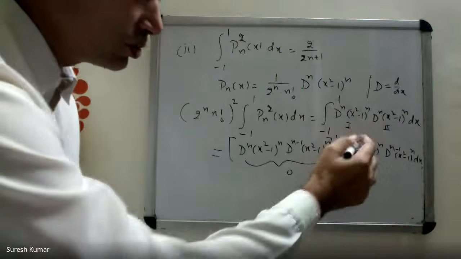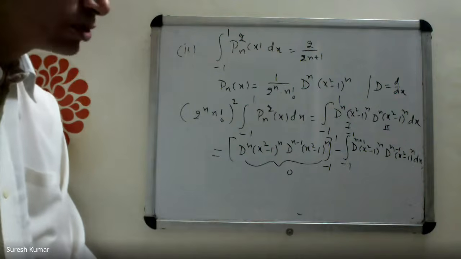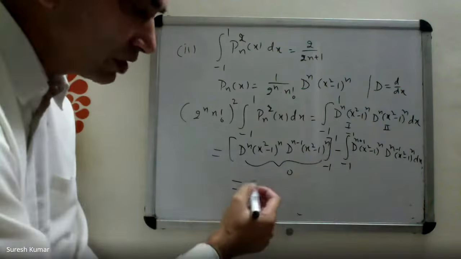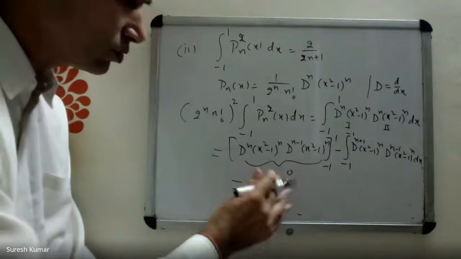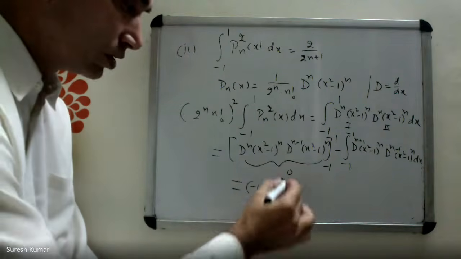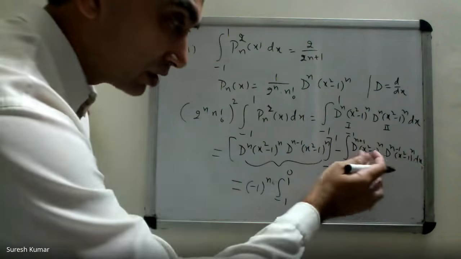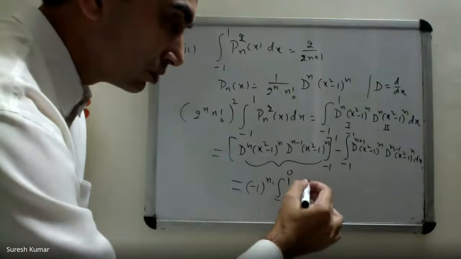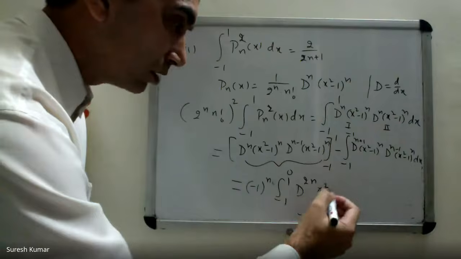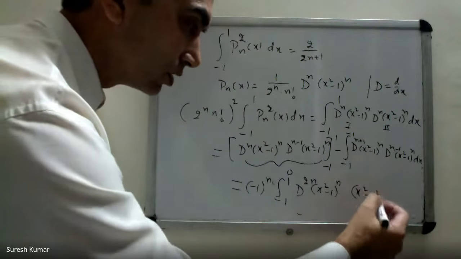If I repeat this process n minus 1 more times, what is left finally? Every time minus 1 would be appearing. So minus 1 power n, minus 1 to 1. No derivative is left here, and this will go to d2n x square minus 1 power n, and here no derivatives left, means only x square minus 1.